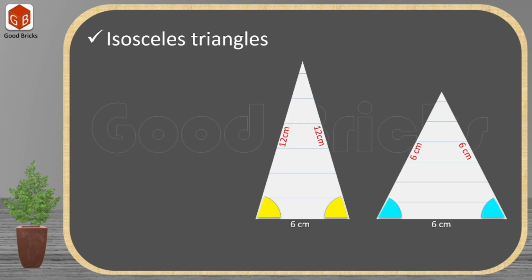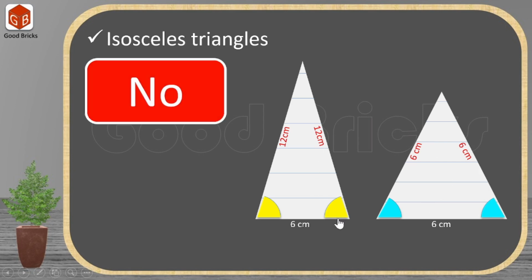Now let us take two more isosceles triangles. Here if you observe, 12 by 2 is 6, 12 by 2 is 6. So the remaining side also should be in the same ratio. It means 6 by 2 you should get 3, but here the third side is not 3 centimeters. It means all the corresponding sides are not in the same ratio. Although these two are isosceles triangles, their corresponding sides are not in the same ratio. That is the reason we can say these two are not similar triangles.